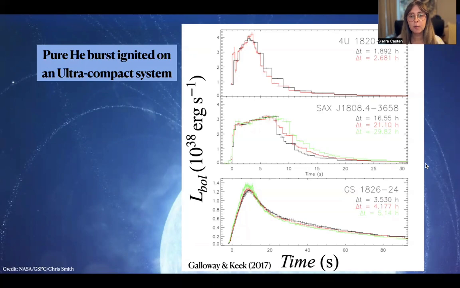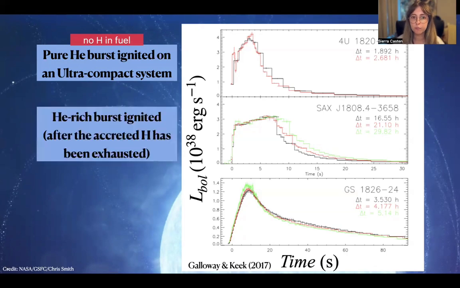So here's an example of three different light curves. On the side here, we have luminosity, and on the x-axis, we have time. These are examples of three different types of burst. The first one at the top being a pure helium burst ignited on an ultra-compact system. In this case, there is no hydrogen at all in the fuel.